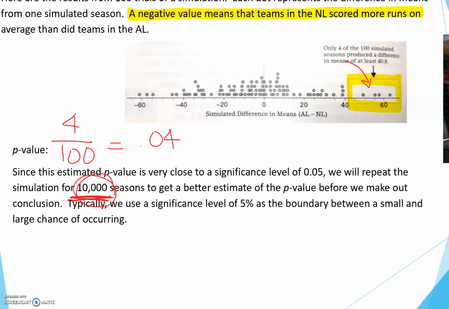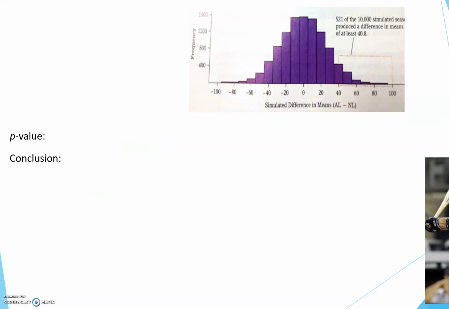Let's see that. And here's that histogram. Oof. That is 10,000 simulated seasons. If I ever were to give you a histogram, obviously I would not make you figure out how many differences were in our simulated season. So I went ahead and figured that out for you. And that ended up being 521 that were at or above 40.8, our test stat.